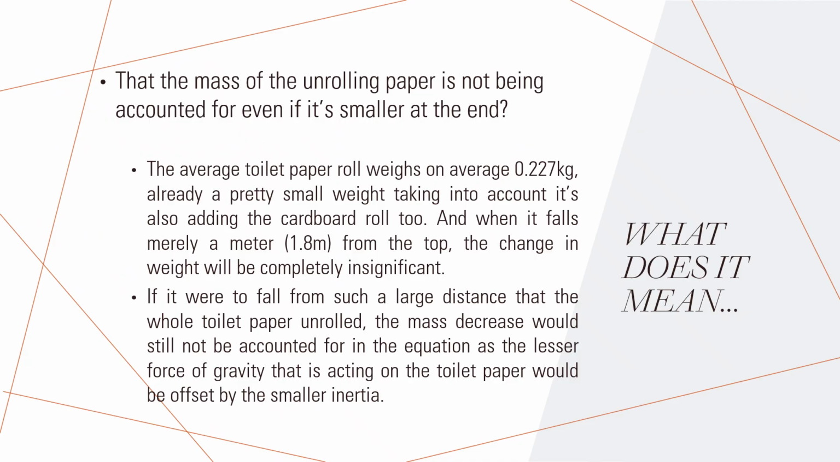One subtle issue is that the unrolling roll is actually losing mass as the paper comes off. In the model, I treated the mass as constant, which is an approximation. For a typical roll and relatively short drop distances here, the fraction of mass lost is small. At the same time, as mass is lost, the moment of inertia decreases, partly compensating for the change in weight. So for this experiment, ignoring the changing mass is reasonable, and the decent agreement with data suggests that this simplification doesn't dominate the result.